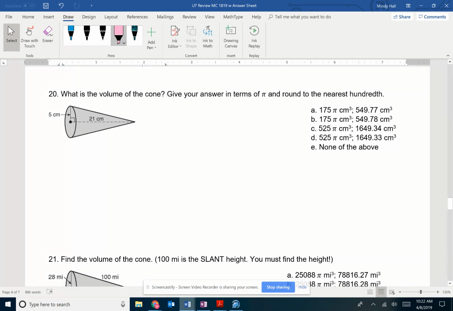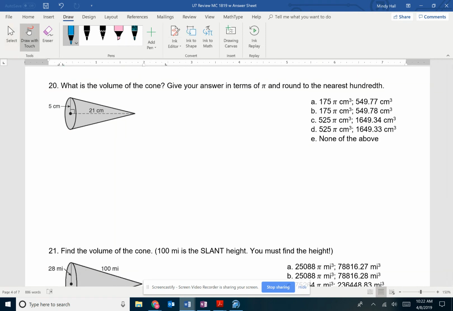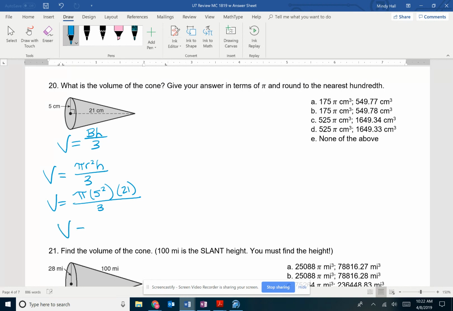For number 20, volume of a cone is going to be very similar to what we just had, except if you want, you can write it as base area times height. Again, I prefer just writing pi r squared h divided by 3. So in this case, my radius is 5, so I'd have pi 5 squared times a height of 21, and I'd divide it by 3. 5 squared times 21 divided by 3 gives me 175 pi.